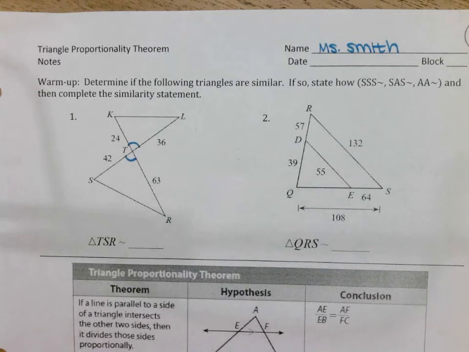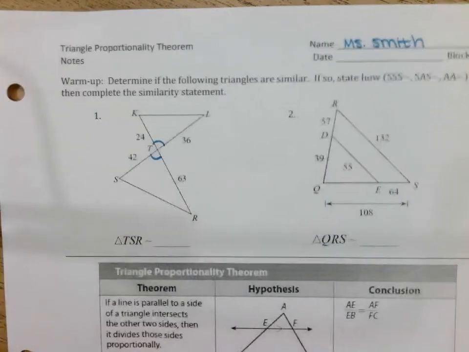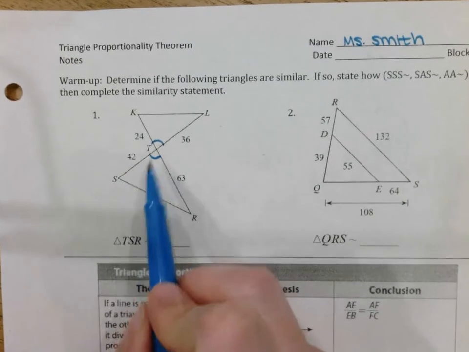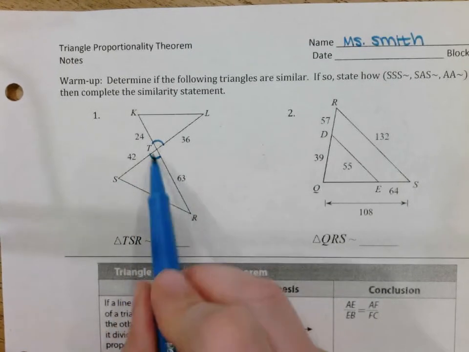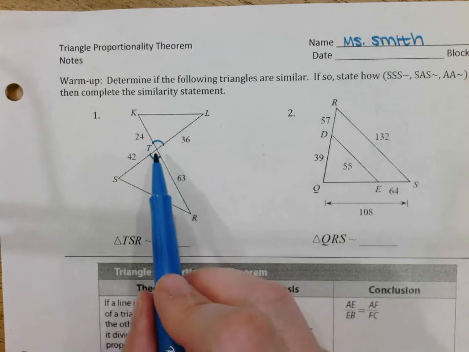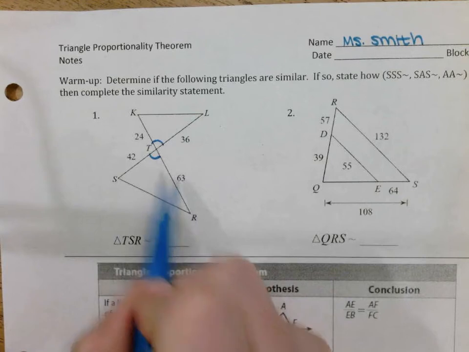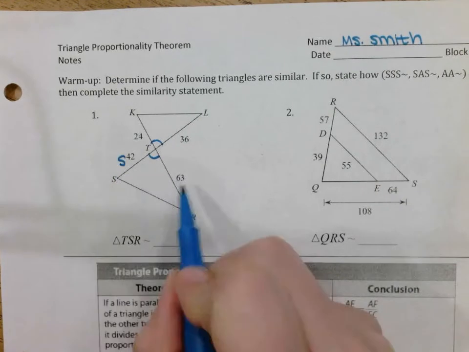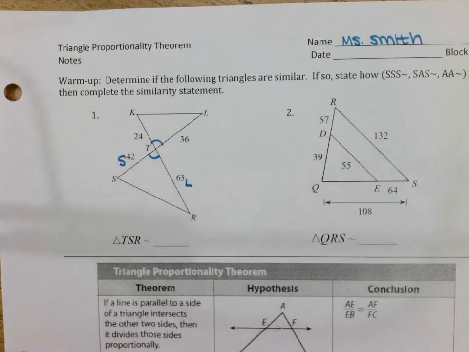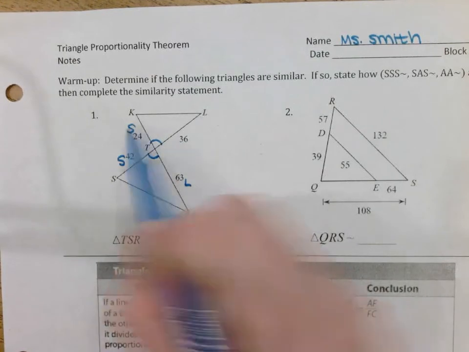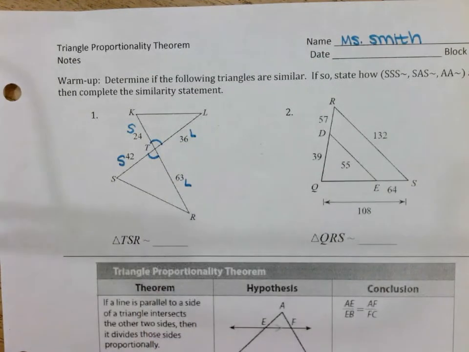So to determine if they're similar, we're going to label our triangles. Let's start with this bottom triangle, just focusing on that one. We have to label our sides that were provided small and large, and we go by the number. So 42 is smaller than 63. So that's our small side. That's our large side. And then up here, 24 is small, 36 is large.